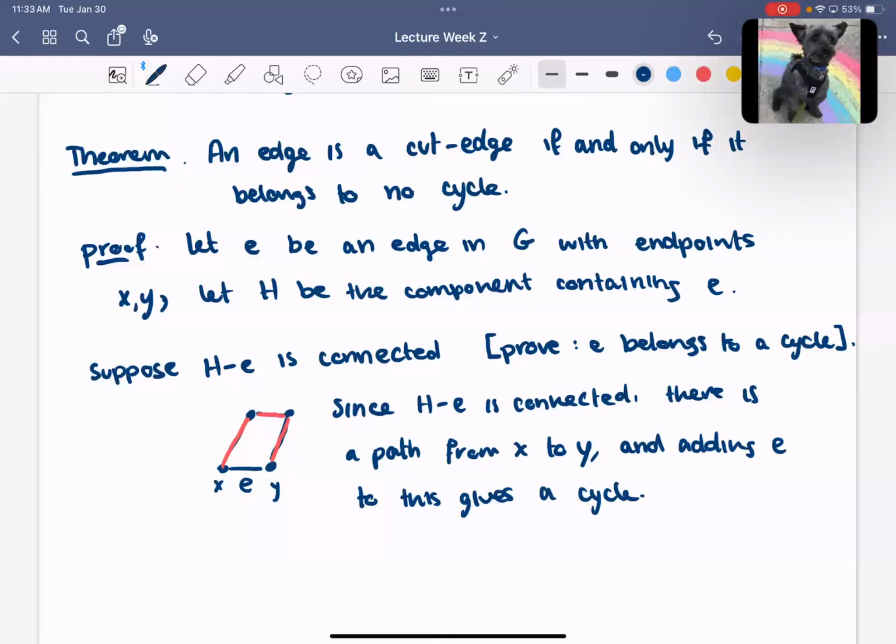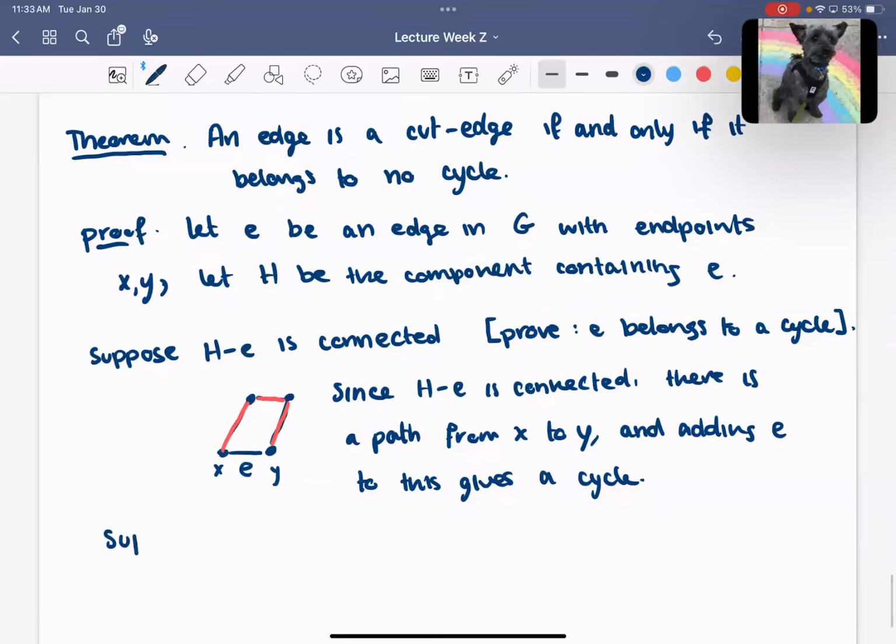Okay, are there questions about this part? Okay, so now we'll do the other direction, which I think is a little bit more the tricky one, just because now we're going to suppose that E belongs to a cycle C, and we now have to show that H minus E is connected, which means that we need to show that for any pair of vertices, there's a path between them inside of H minus E. I'm going to show H minus E is connected.